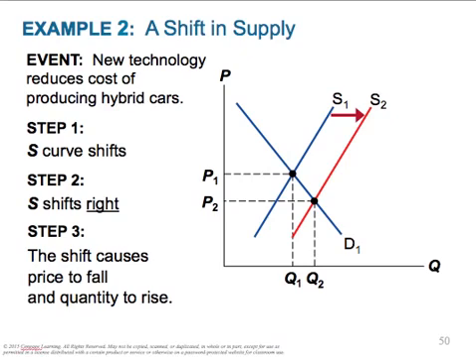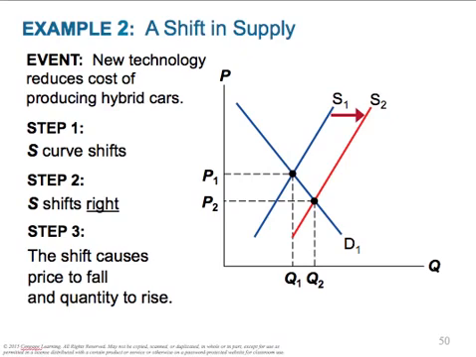And in this case, if it shifts enough, price can actually decrease. The supply curve shifts to the right because, again, they're willing to supply more because they're making more money per car because their cost went down, that is. So the supply curve shifts to the right. We go from S1 to S2. And the shift causes the price of hybrid cars to fall and the quantity to rise.